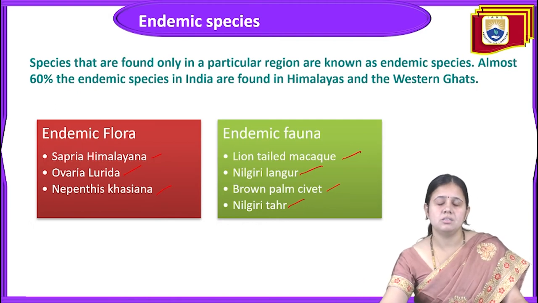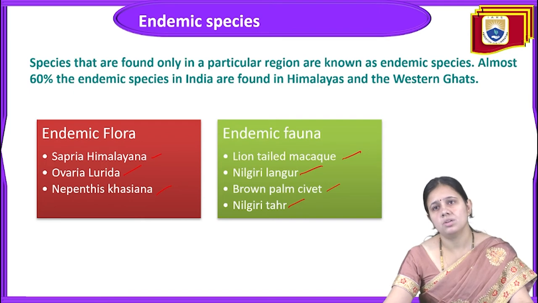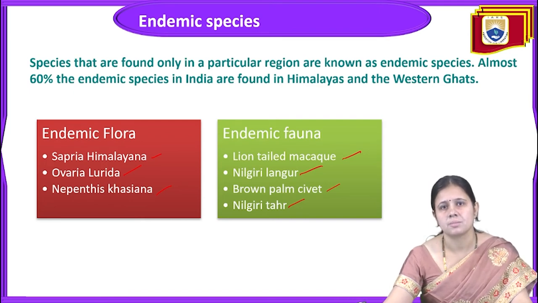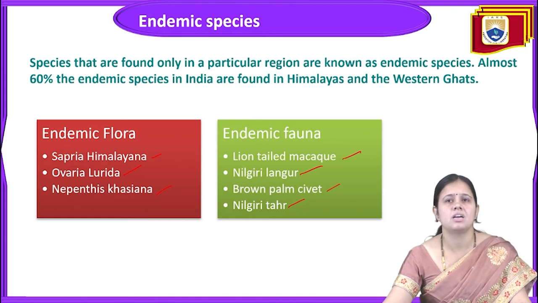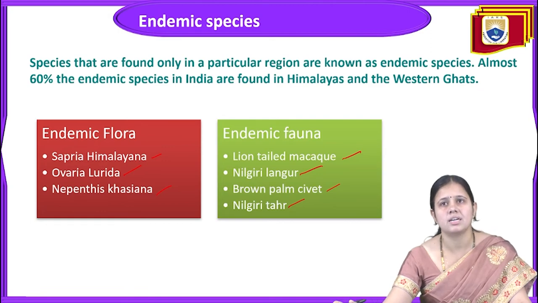Endemic species means those species that are found only in a particular region. This is the basic definition of endemic species. Almost 60% of the endemic species in India are found in the Himalayas and Western Ghats only. That's why these areas come under the category of hotspots, because they are the major hotspots of India: the Eastern Himalayan region and the Western Ghats.